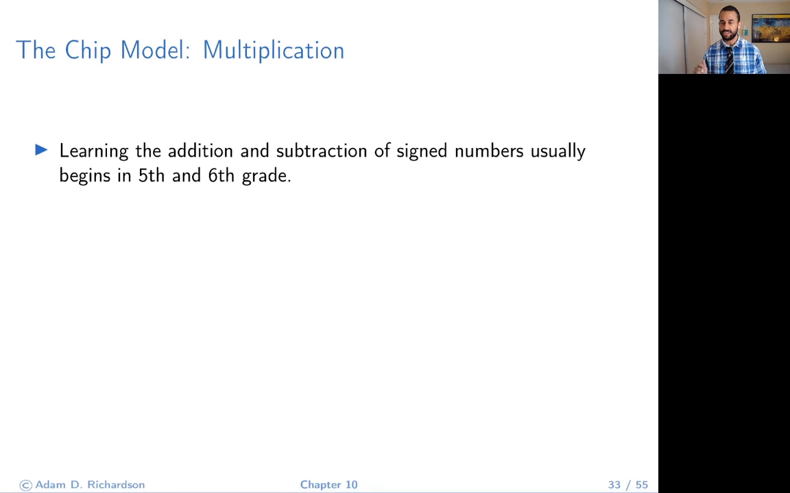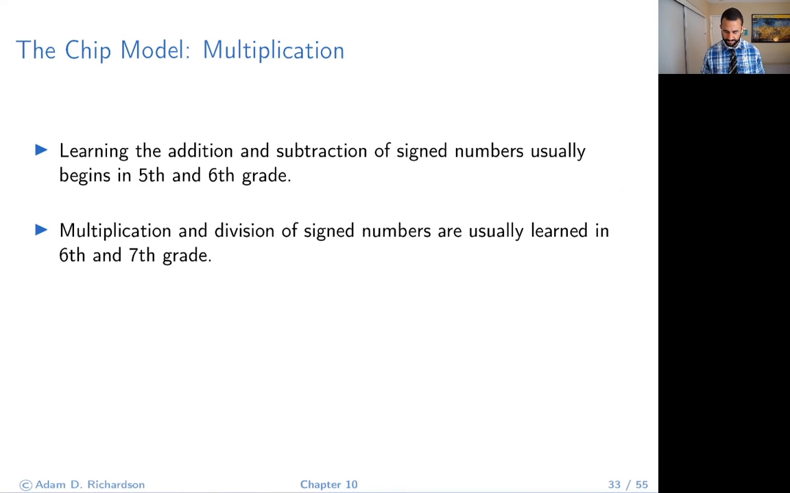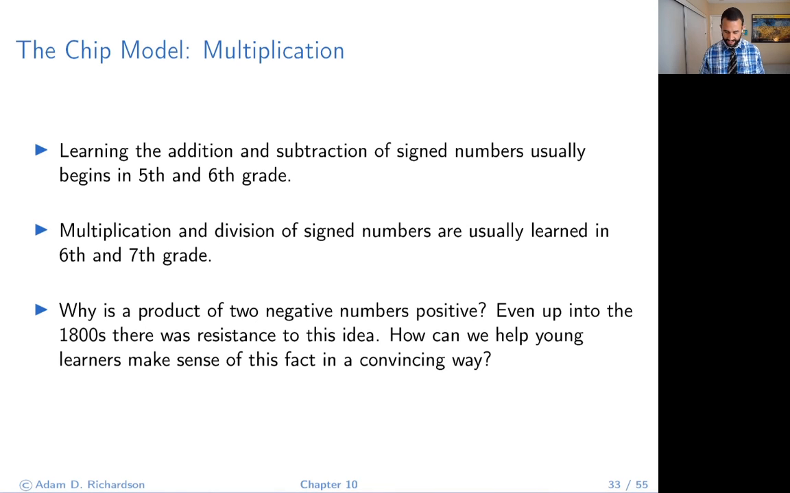And let's talk about multiplication now. So we saw addition, we saw subtraction. Now let's talk about multiplication. Students usually begin learning addition and subtraction of signed numbers in about fifth, sixth grade. They can get introduced to negative numbers earlier on, and we actually saw some students using them, I think it was third grade or maybe fourth grade. Multiplication and division comes a little bit later. And this is a good question that we're going to answer right now.